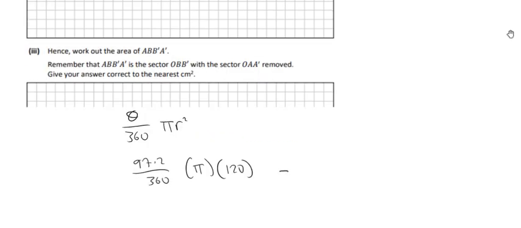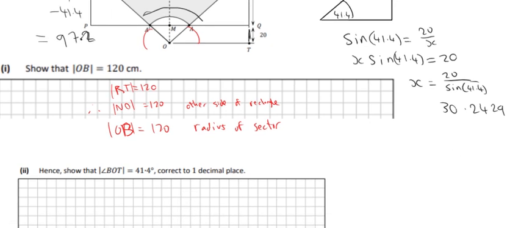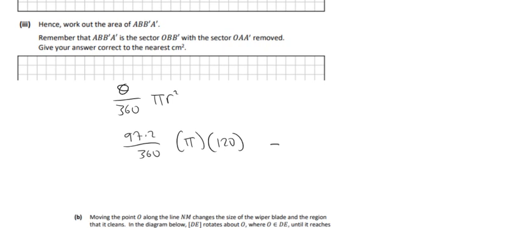But then I'm going to take away the area of the small sector, so the little one in here. I found out already that the radius of that is 30.2429. The angle will be the same. At the center it's 97.2 over 360 times pi times 30.2429 squared.